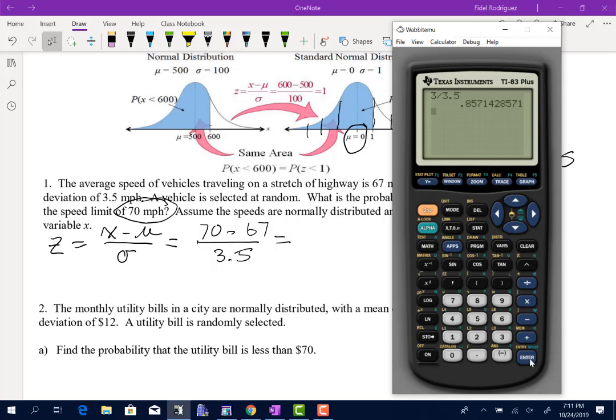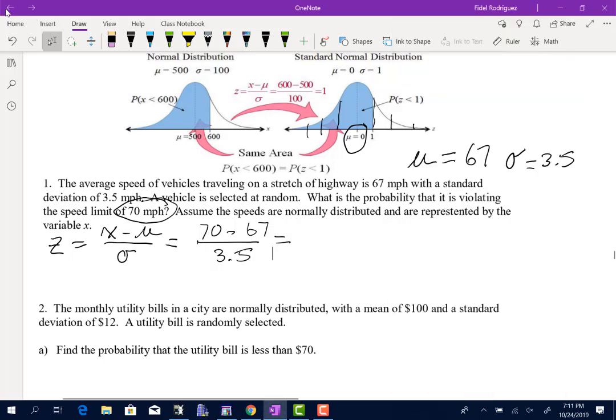So guys, remember our z-table, the table that we were using on Tuesday night? How many decimal places did we have on the z-values? Not for the probability, guys, but for the z itself.